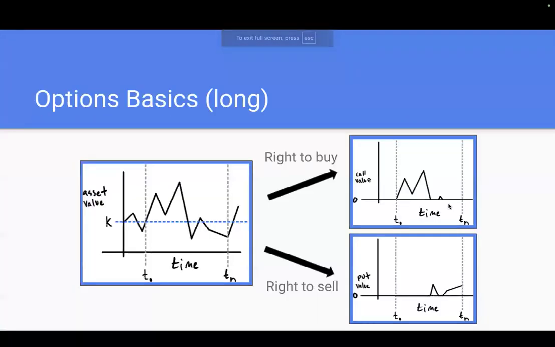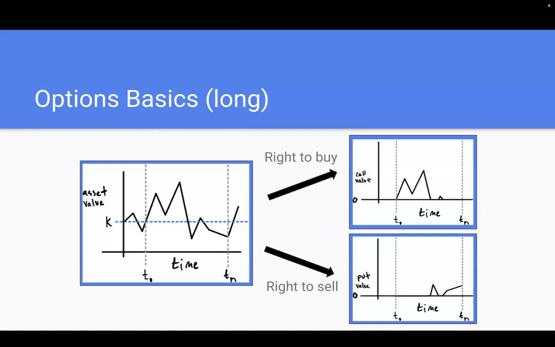So first, what are options? Options are a contract between two parties. We're going to keep things simple, and we're only going to consider one side of it, which is the person who gets the right to either buy or sell. In the case of the right to buy, it's called a call option. And in the case of the right to sell, it's called a put option.